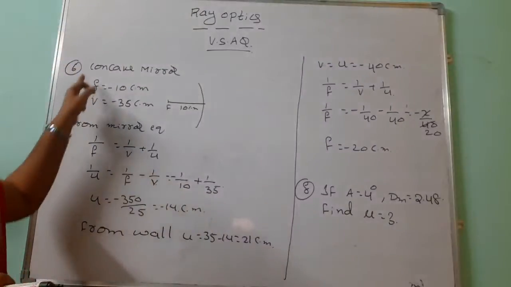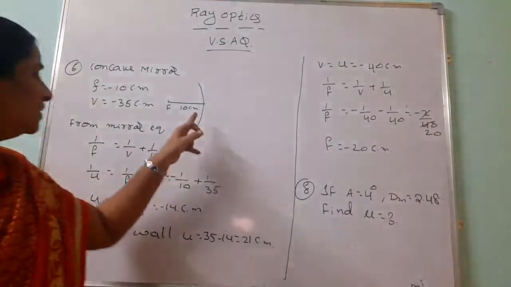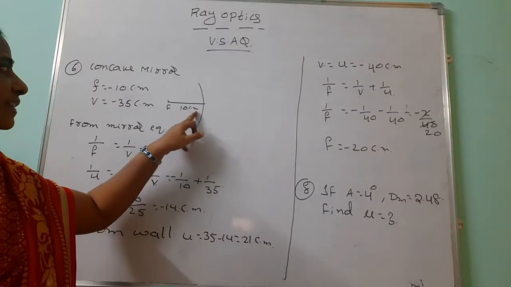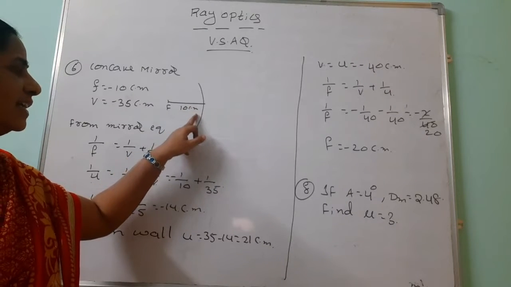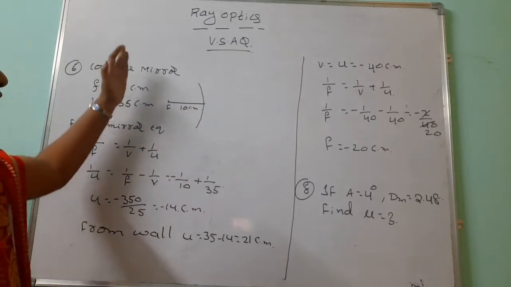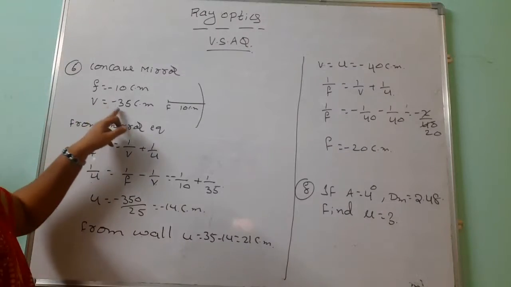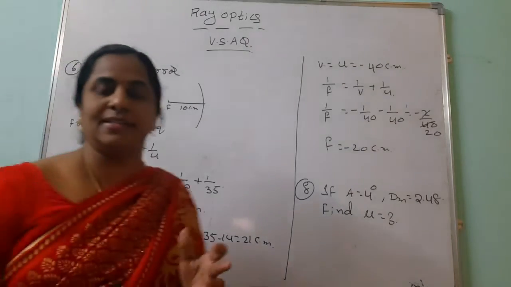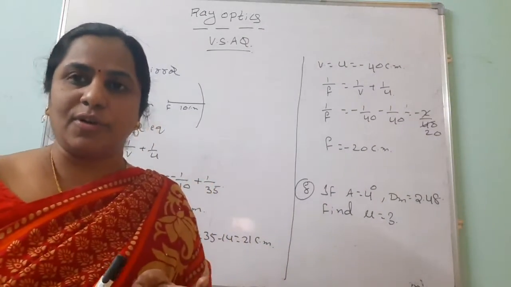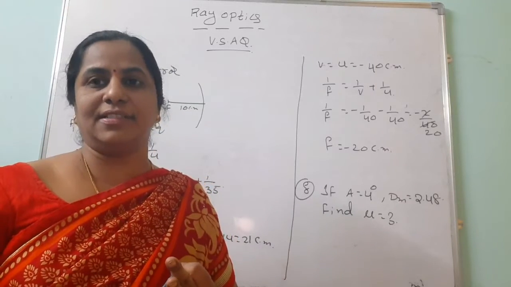Our next very short answer question: they have given one concave mirror with a focal length of 10 centimeters. They are taking a wall, and on the wall they are observing the image. The image distance they have given is 35 centimeters. In the problem the focal length is 10 centimeters and the image distance is 35 centimeters.